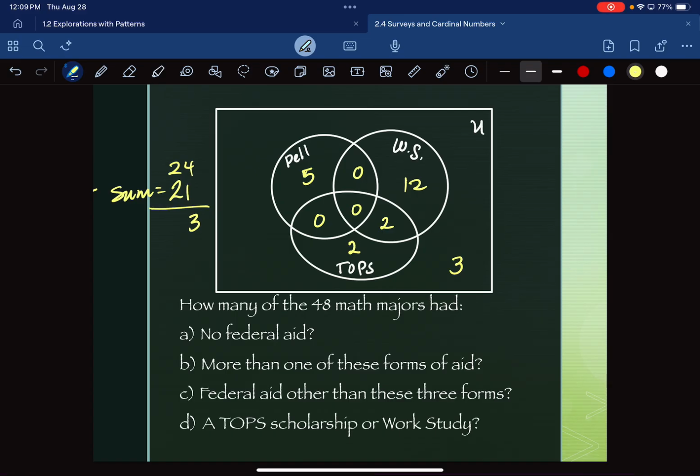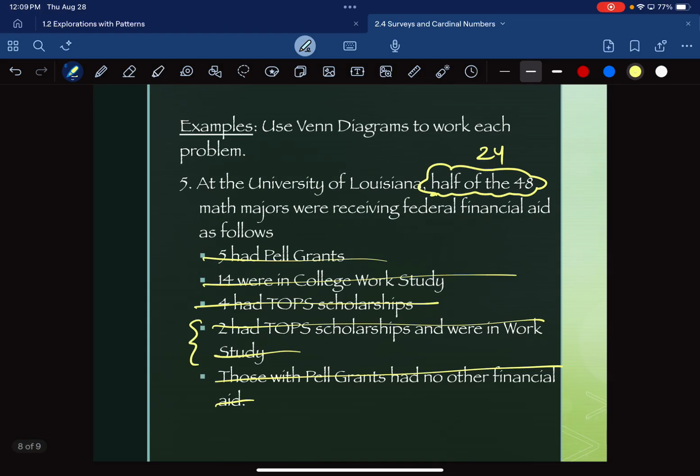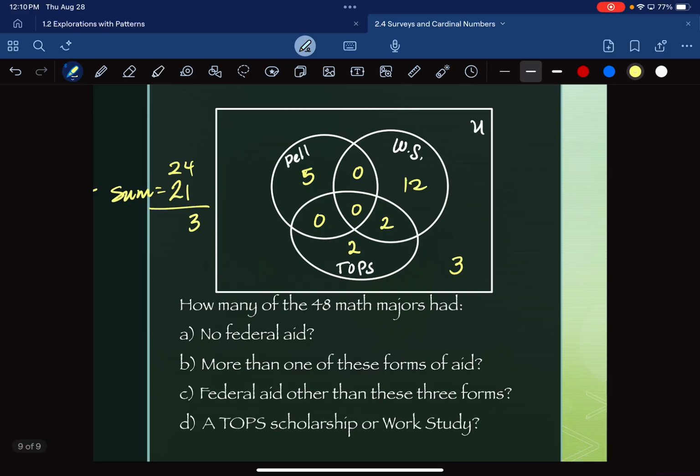Okay? We work carefully and diligently to get the numbers in the right place so that when we get to the questions, they're easy to answer. How many had no federal aid? 24. Why is it 24? It's the other half of the 48 that didn't get put in the picture, right? It's not really a trick question, but we do have to be careful that we're not just looking at the pieces of the diagram that went in. There was a piece that we didn't put into the diagram at all, and it's the 24. There are 24 that did not have any federal aid.